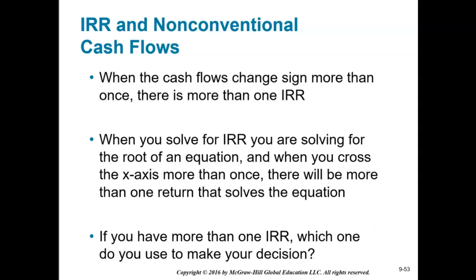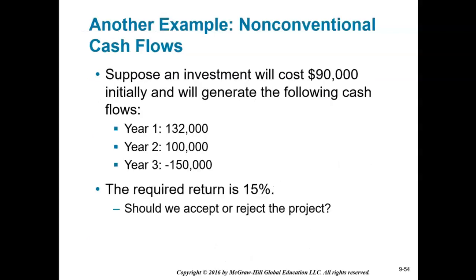A good introduction to mutually exclusive projects and non-conventional cash flows can be shown using this simple example. Suppose an investment will cost $90,000 initially and will generate the following cash flows. Note that I have the initial investment, which is a negative cash flow, and then in year 3 I have another negative cash flow. So you have two negative cash flows. Then what will happen is you may get a multiple IRR.